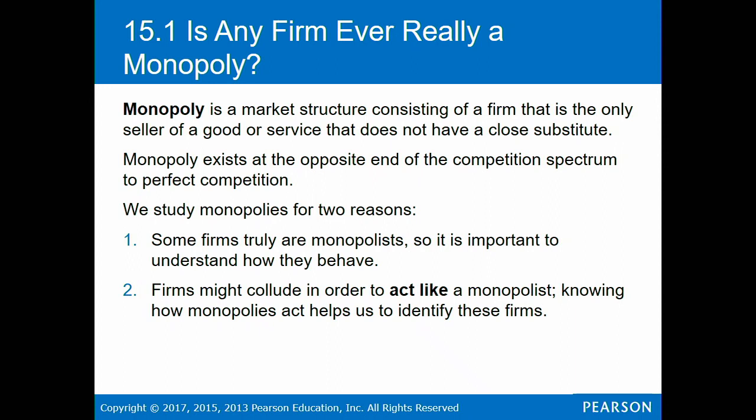So we're going to go from one extreme to the other. We're going to go from perfect competition, where there's a ton of buyers and sellers, to a monopoly, where there's literally only one seller. There can be a small number of buyers or a large number of buyers. That really doesn't matter for a monopoly. When we're looking at monopoly, there's only one firm that's a seller of a good or service that doesn't have close substitutes.